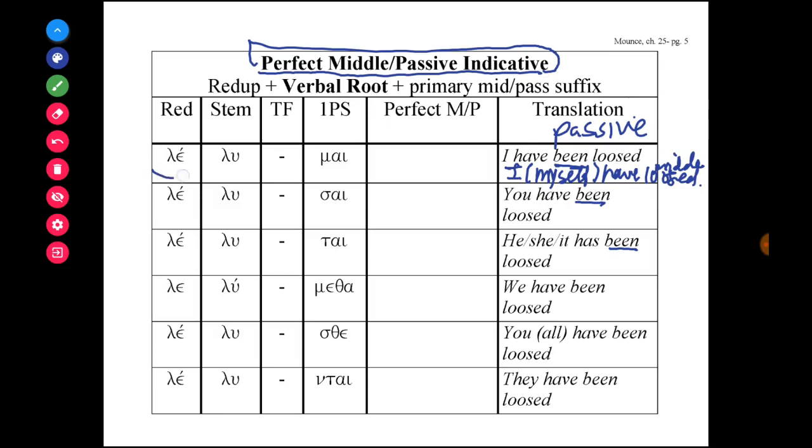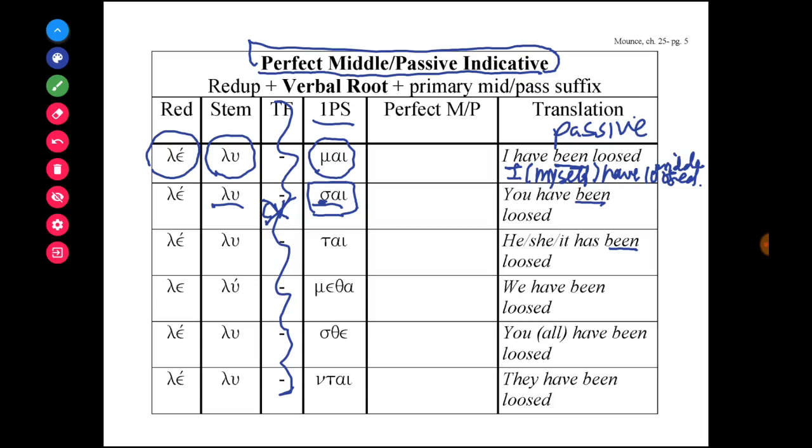You take the reduplication of the stem, add the stem, and notice that it has no tense formatives and it has no connecting vowels. Instead, you simply add the primary middle passive suffix, and so that would be mai, sai, tai, metha, sthe, ntai. And this is the one time where sai remains and doesn't disappear, because there is no connecting vowel, and so the sigma, when it attaches itself to the stem, remains stable, and therefore we will see no change in the form as we did with other tenses. So let's go over the forms right now.